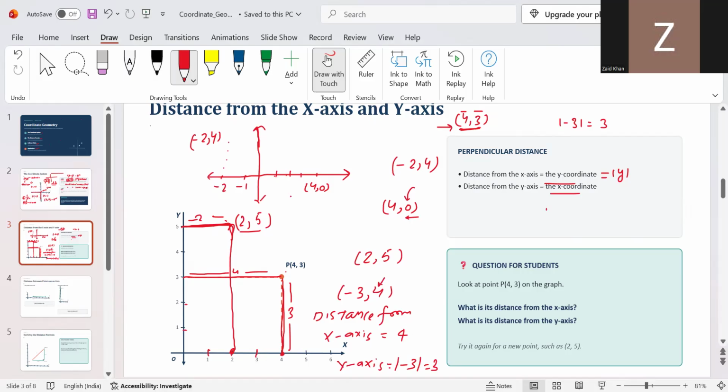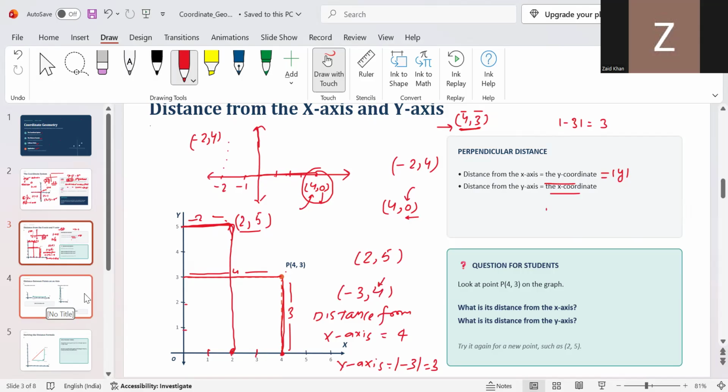Okay. Now, what is the distance of the point 4, 0 from the y-axis? We can say the distance from the y-axis is the x coordinate, that is 4. And what is the distance from the x-axis? This point did not move anywhere. The y coordinate did not move, so it is on the x-axis only. So the y coordinate is 0, and the distance from the x-axis is 0. Okay, we did not move anywhere.